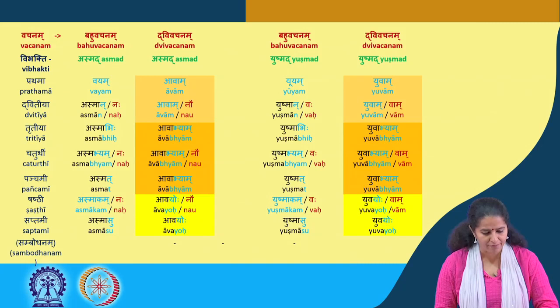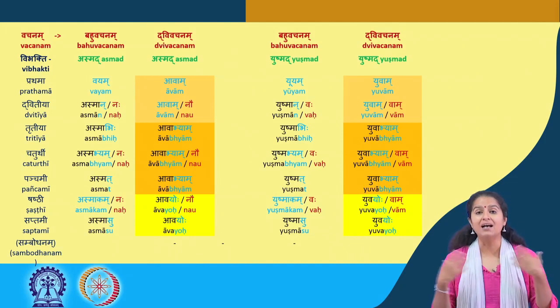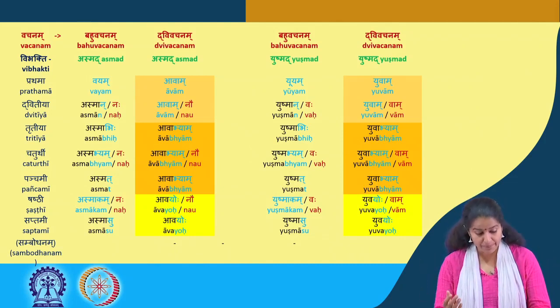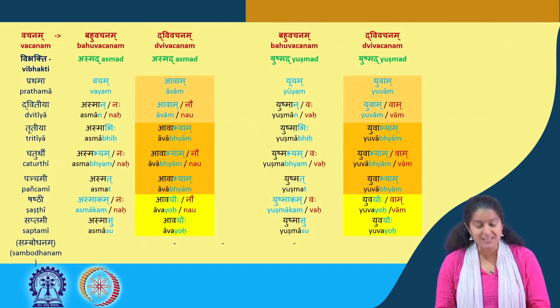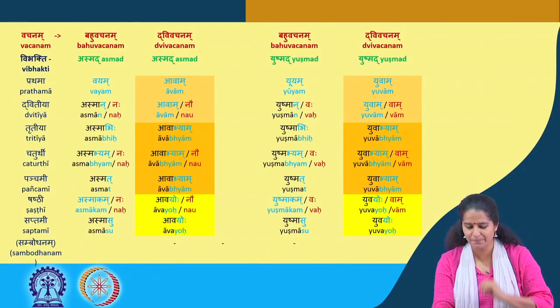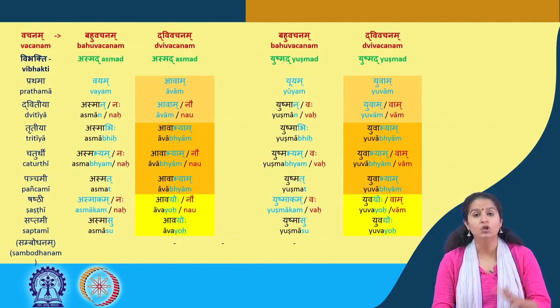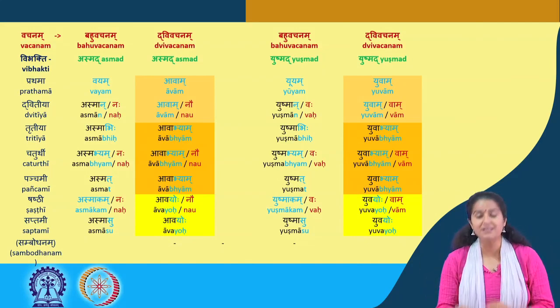So here we have vayam becomes avam, asman, avam or now. And here you see that the two forms are the same, and then we have asmabhihi, avabhyam, asmabhyam also avabhyam or now, asmat also avabhyam, and then asmakam or avayoho, and asmasu also becomes avayoho. And then we have it with the yuyam. So yuyam becomes yuvam, yushman becomes yuvam, yushmabhihi yuvabhyam, yushmabhyam also yuvabhyam, yushmat yuvabhyam, yushmakam or yuvayoho, yushmasu is yuvayoho.